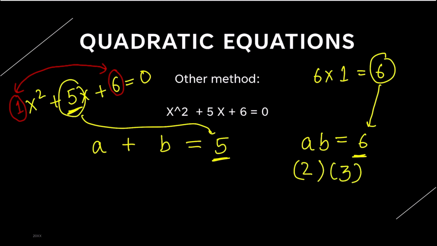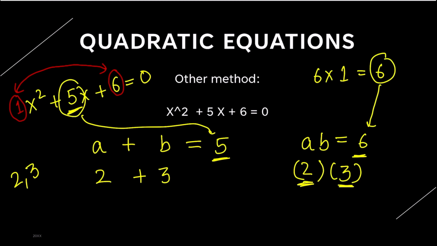Once you do some practice, this will come easy to you. I am able to find two numbers by looking at this: 2 into 3 is 6 and 2 plus 3 is 5. I hope this is clear. So, I am able to find two numbers, which are 2 and 3. One part is done.